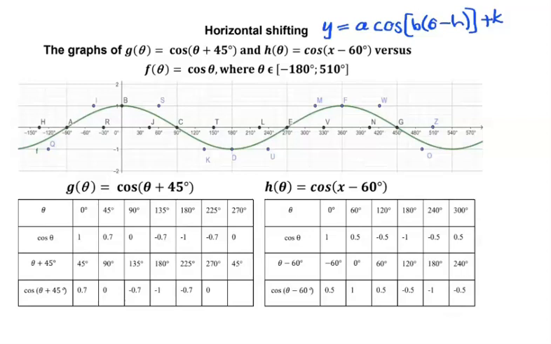Let us look at horizontal shifting. In this example, I did two examples on one page, and if we look at the first one, which is cos of theta plus 45 degrees, then we notice that the A is 1, the B is also 1, but the H is negative 45 degrees because I must have plus minus to get to the minus H. We have in the formula minus H, so it's negative 45 degrees.